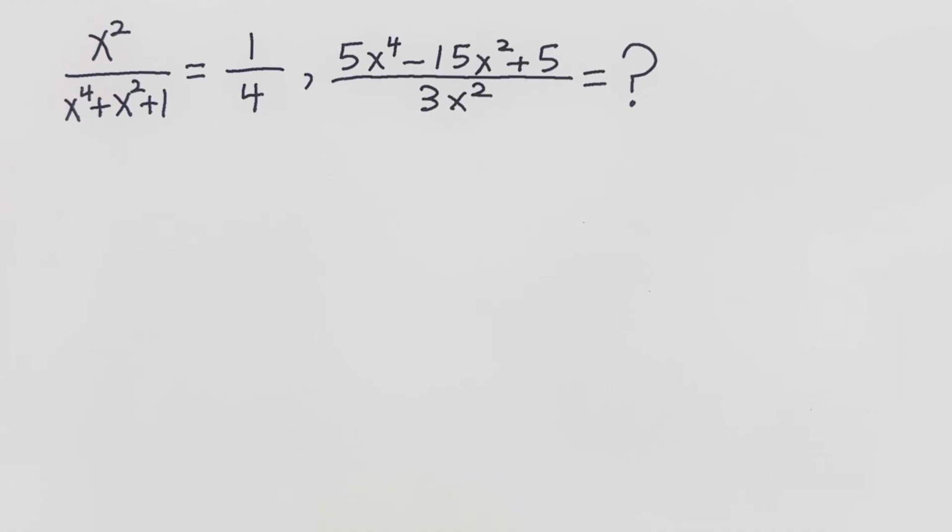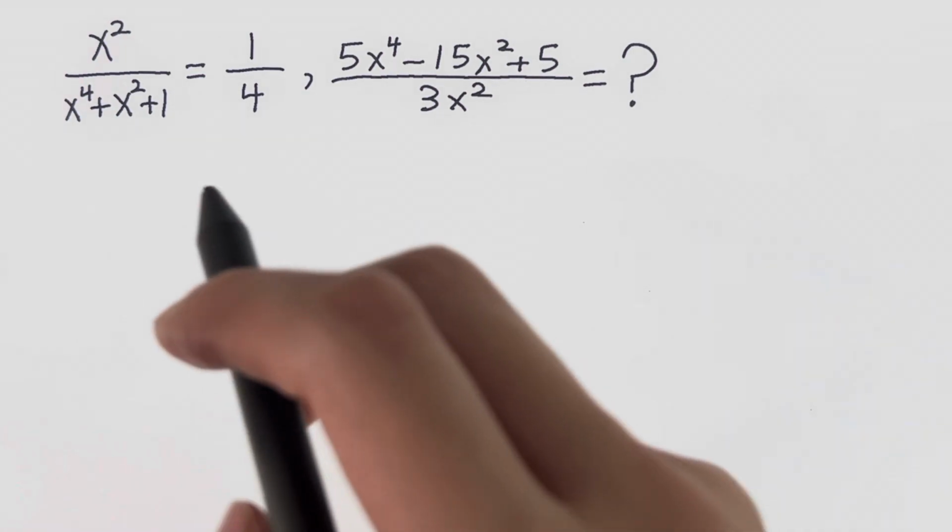In this problem, we are given that x squared divided by x to the fourth power plus x squared plus 1 equals 1/4. What is the value of 5 times x to the power of 4 minus 15x squared plus 5, divided by 3x squared? We are going to use two methods to solve this problem.